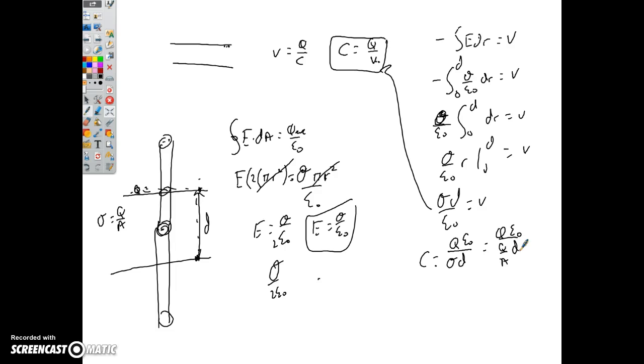Flip and the Q's cancel out. Flip and multiply. I get A E naught over D is equal to my capacitance. And that is the capacitance of the plates. The area of the plates divided by the distance times this arbitrary constant E naught is the capacitance of a capacitor.